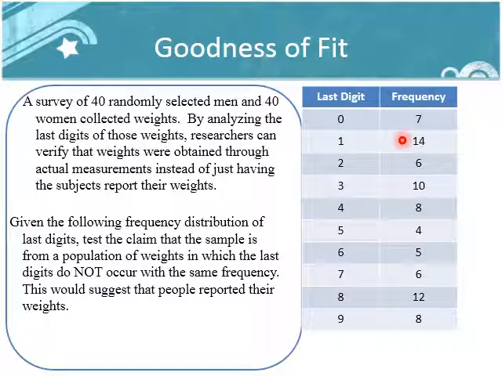So what we're looking at is, if these were measured accurately, then we would expect the frequency of each of these last digits to come up roughly about the same. Whereas if they were reported, we would expect that maybe that frequency would be changed somehow. You might get a lot more zeros or a lot more 5s, or you might just get a lot more of some other number.